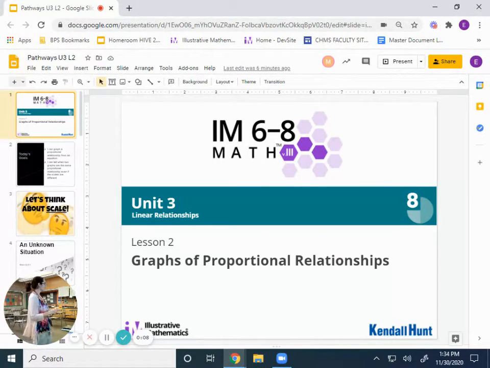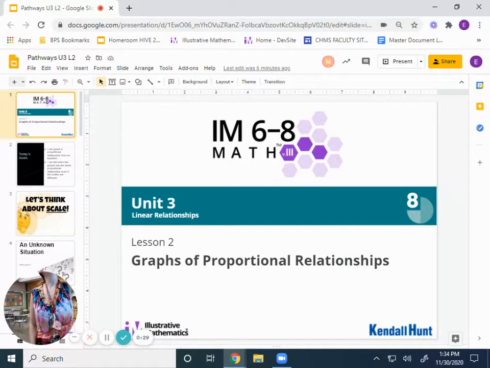A video going through the second activity for today. So in class today, we were able to go through and talk about proportional relationships. If we remember back, proportional relationships are graphs or equations that have a common rate of change between your x and your y, and they have to start graphically at 0, 0, your origin.